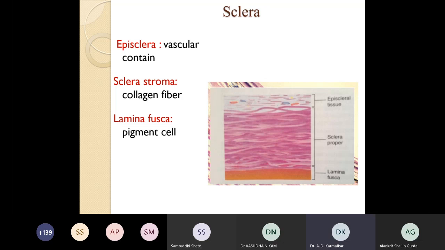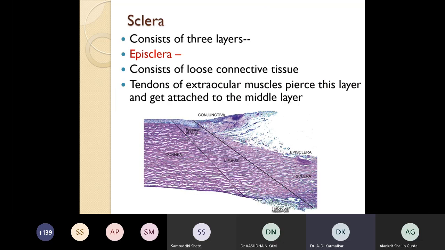So these are the 3 layers in this schematic diagram: episclera, sclera proper, and lamina fusca. The episclera is mainly loose connective tissue. You can see here it is a loose connective tissue. The tendons of the extraocular muscles pierce it and get attached to the stroma, that is the middle layer.